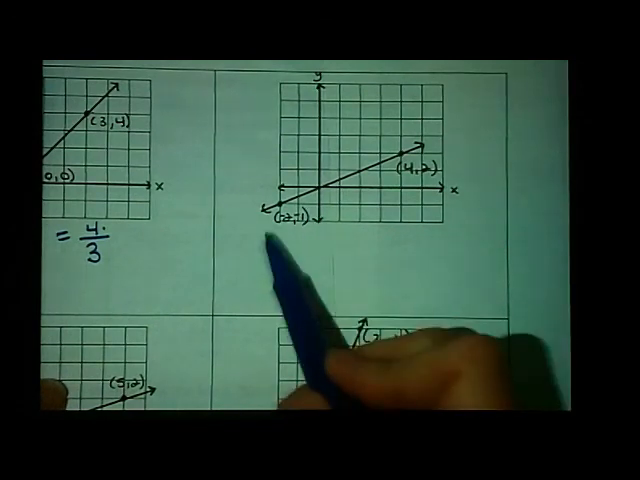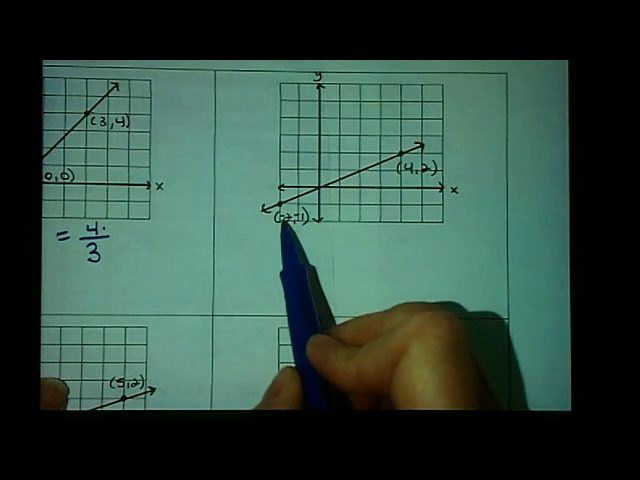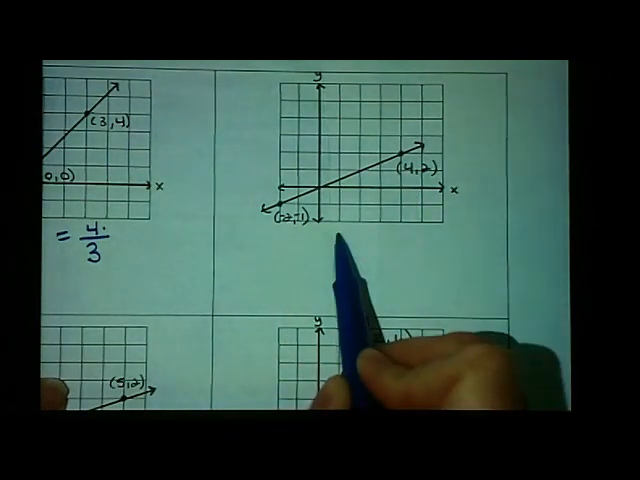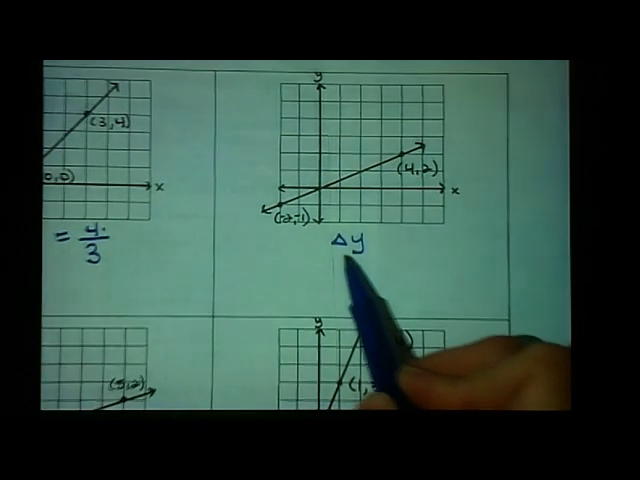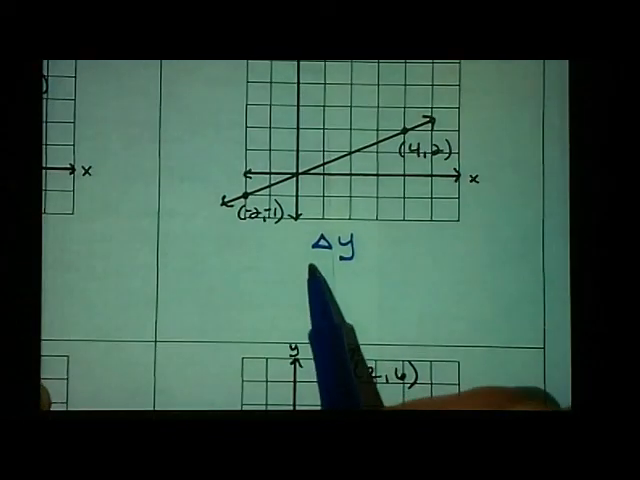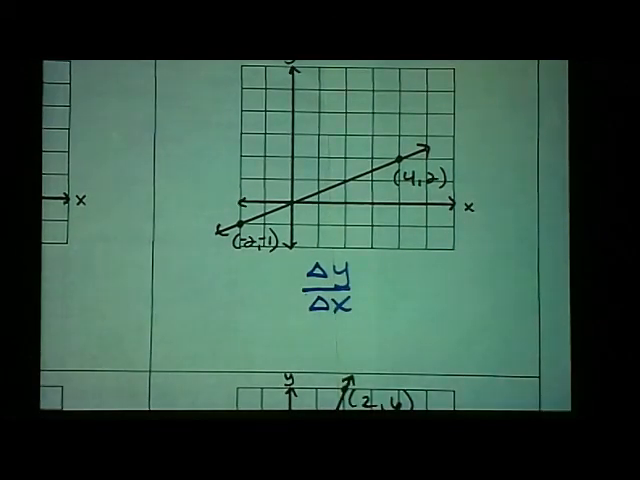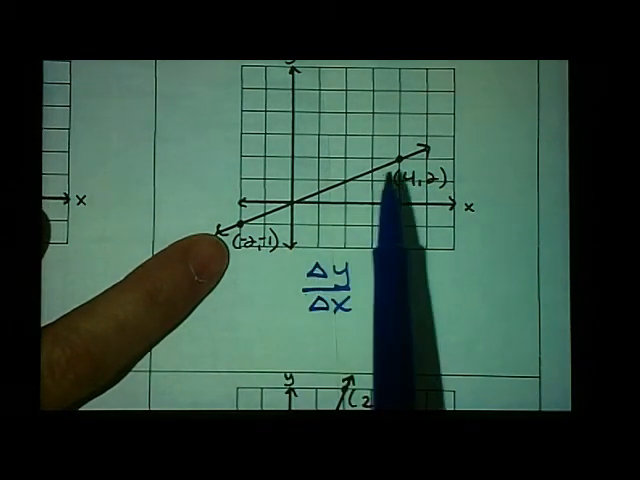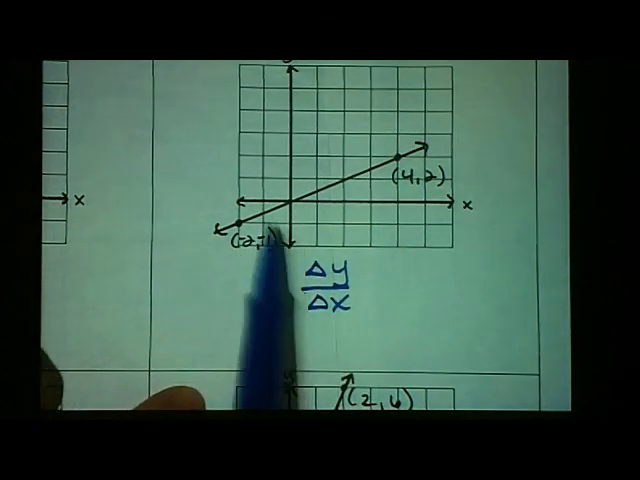Next example. We're in the negatives. There we are, way down there in the third quadrant. We're going from -2, 1 to a +4, 2. We're going to calculate our change in y over our change in x. We can count. Now if you notice, this line doesn't seem as steep as the other line, so we'll see if it has a smaller slope than the other two graphs did.